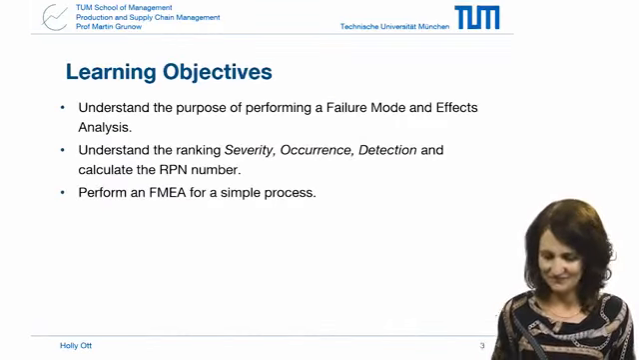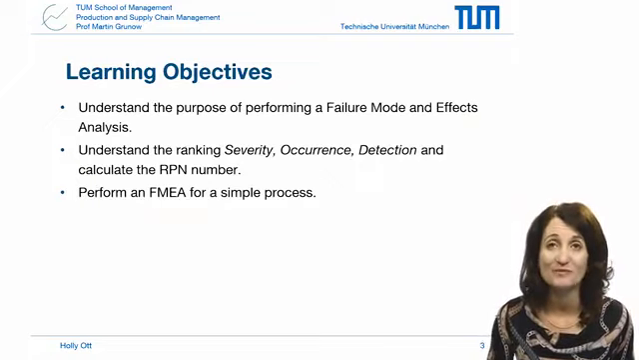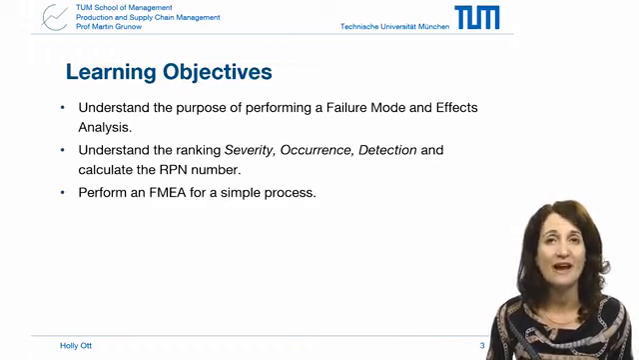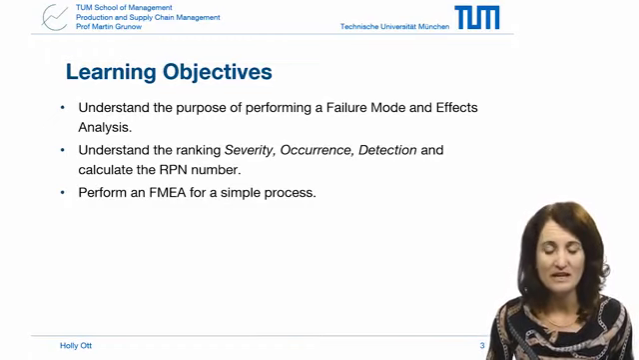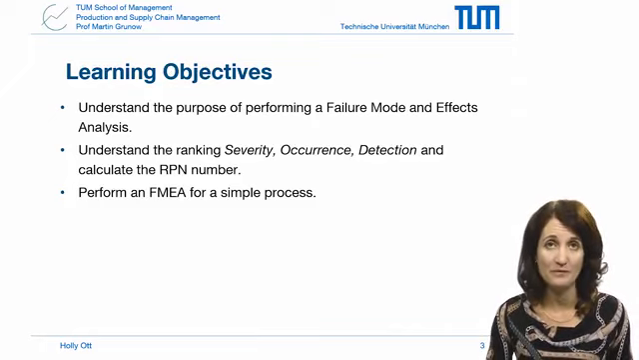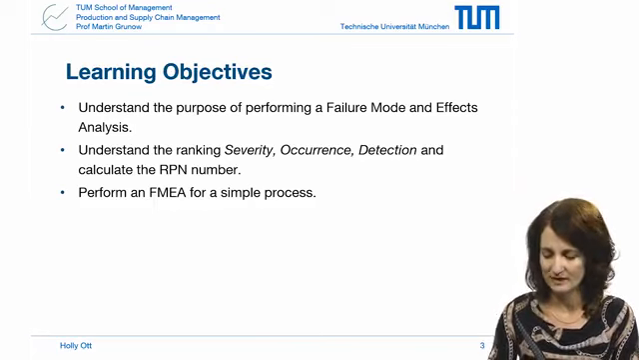For this lecture, however, we would like to understand the purpose of performing a failure mode and effects analysis. We want to understand the ranking that we use, severity, occurrence, and detection, and calculate the so-called RPN, or risk priority number. And we want you to be able to perform an FMEA for a simple process.